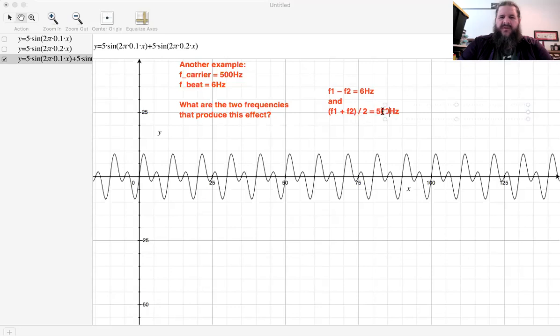For instance, multiply both sides by 2, and you get F1 plus F2 equals 1000 hertz. And then just add these equations together. You get F1 plus F1 is 2F1. F2 plus negative F2 is 0. 6 plus 1000 is 1006.